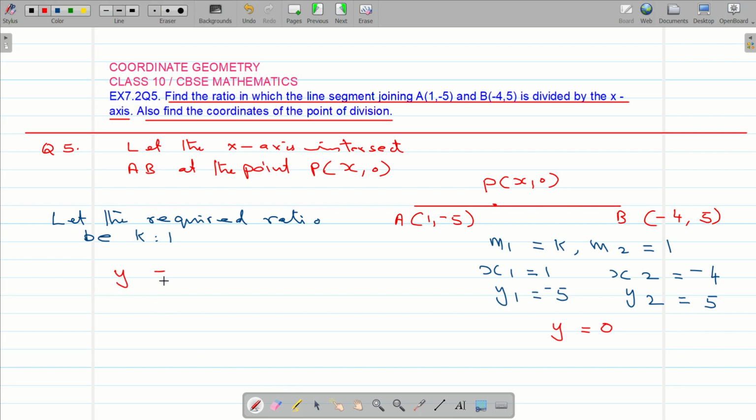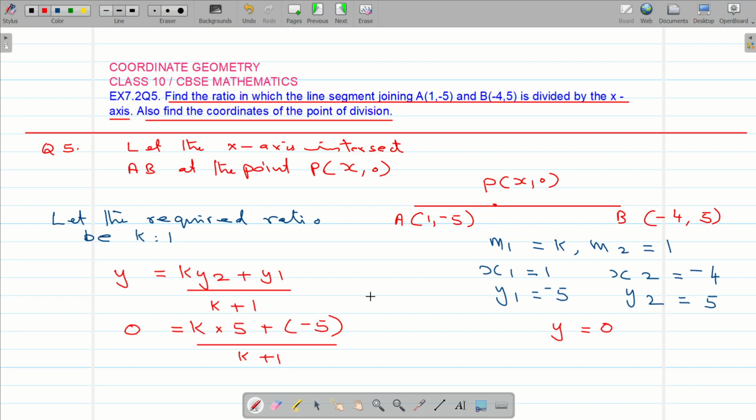Now y is equal to k y2 plus y1 upon k plus 1. We know the value of y coordinate, that is equal to 0. So 0 is equal to k into y2, that is 5, plus y1, -5, upon k plus 1.